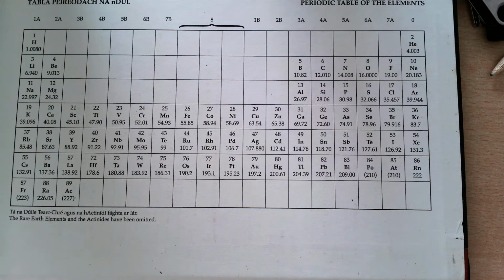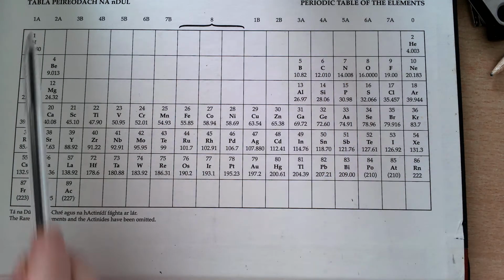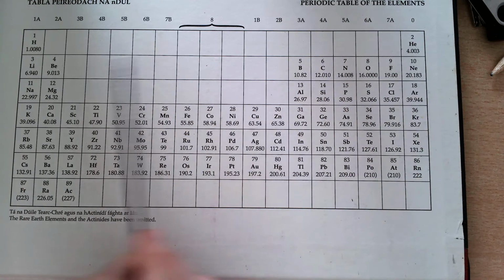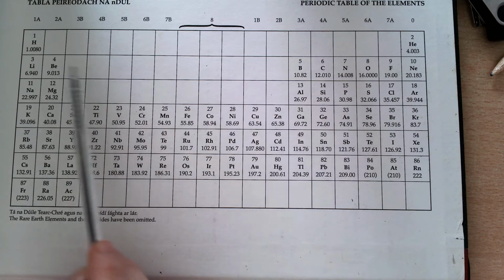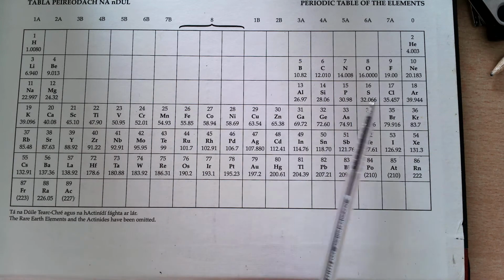Okay, so this is what the periodic table of the elements will look like when you are doing your exam. So that's why you have to know the first 20 names and symbols, because you're not actually given the names corresponding to the symbols. So that's why I got you to learn that.